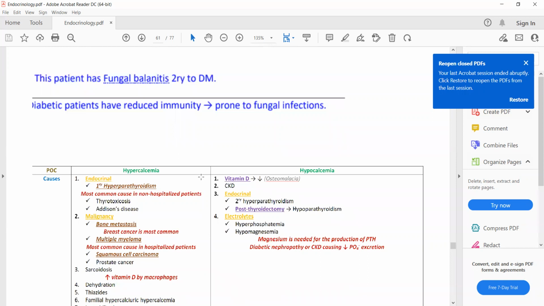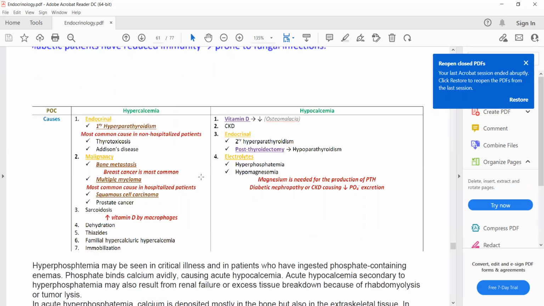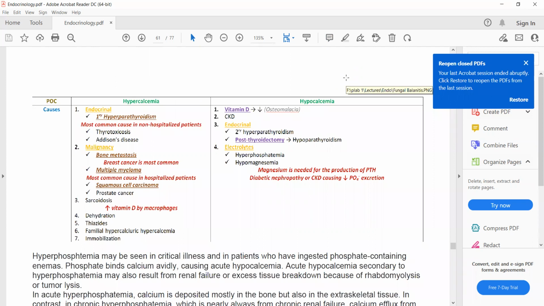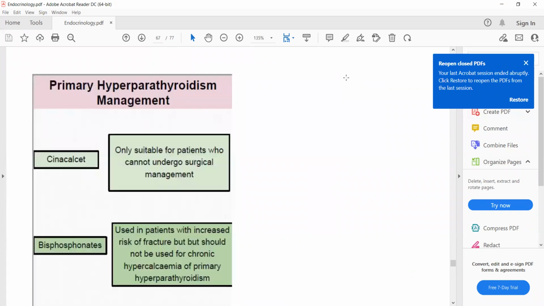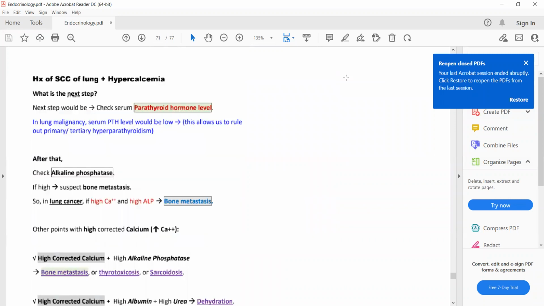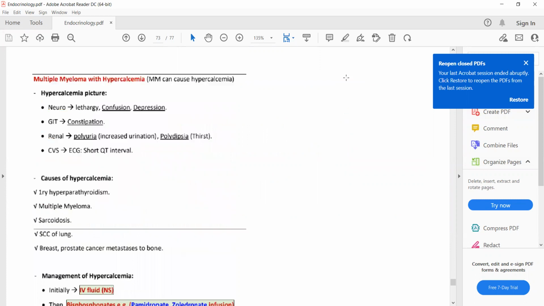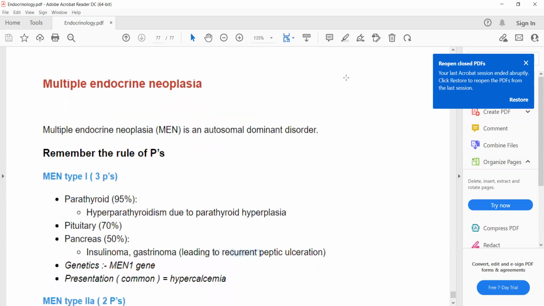So we are done with diabetes, its complications, management, and all the things. Now we are left with hypoglycemia, and hyperparathyroidism, primary hyperparathyroidism, secondary hyperparathyroidism, hypercalcemia, hypoparathyroidism, multiple endocrine neoplasia. So I guess we'll end our session here today. The remaining topics we'll do on Friday.